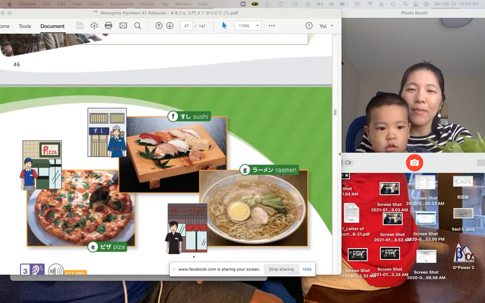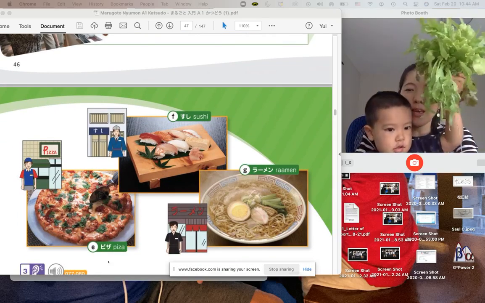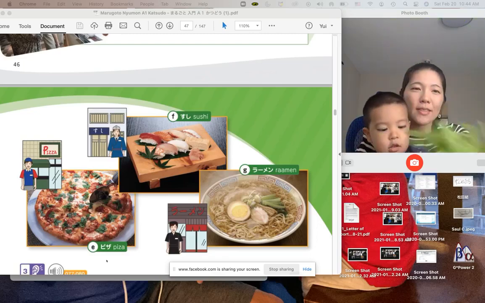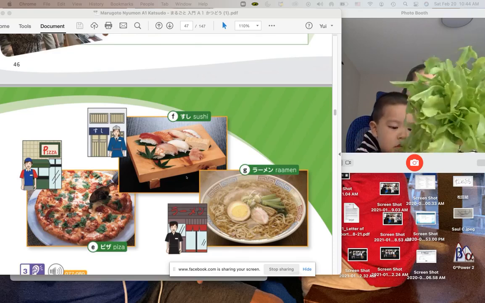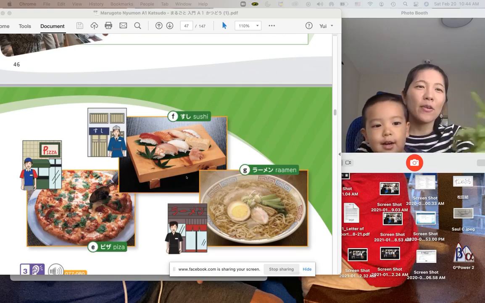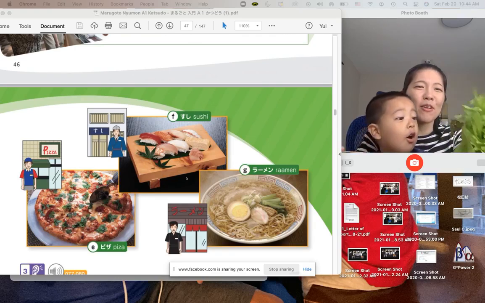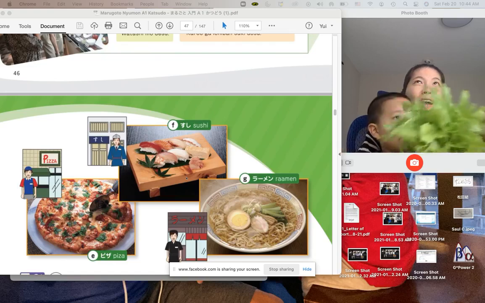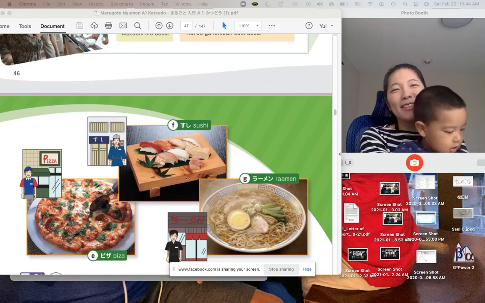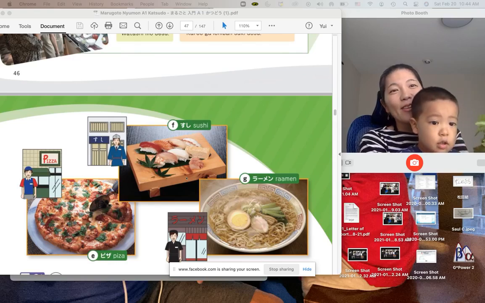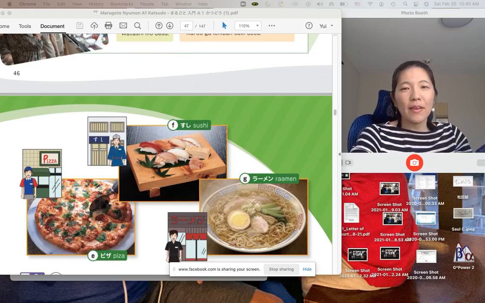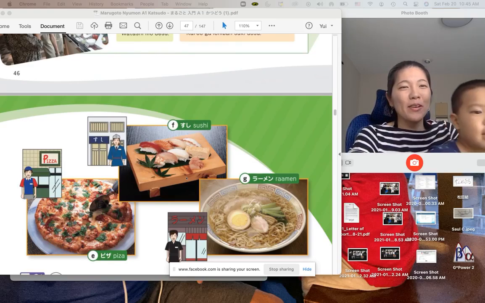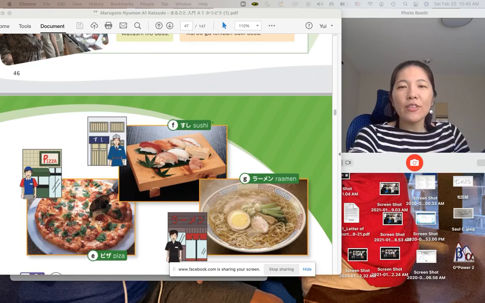E, ピザを食べます. Pizza is pizza. Japanese pizza is good. They have different ingredients, like a kimchi pizza, or a Korean barbecue pizza. They create a bunch of stuff that we don't have, like a German potato pizza. They're really creative and good. They also have American style, Italian style, margarita, pepperoni, but many things. People being creative, right? And then F is sushi.